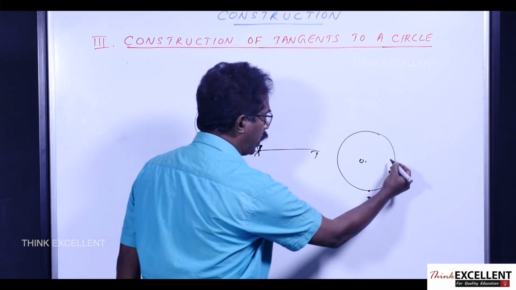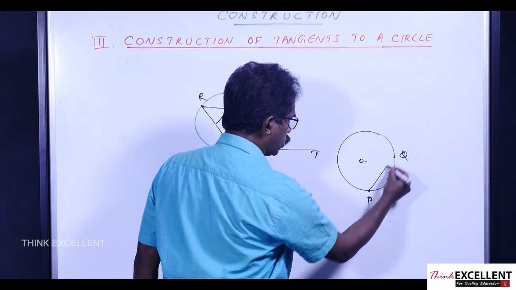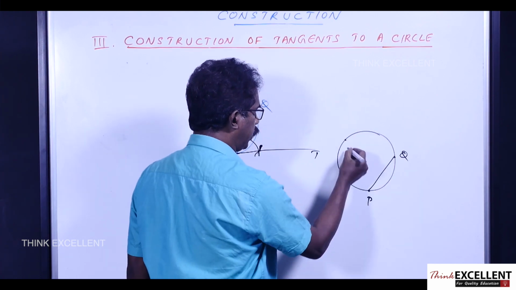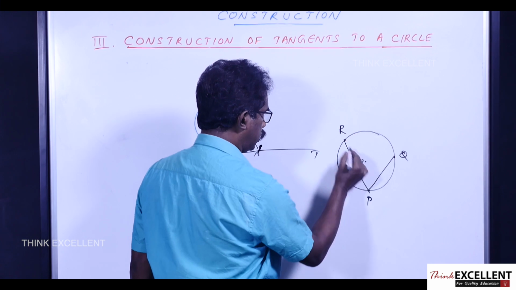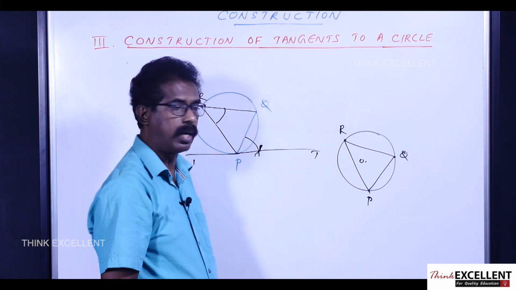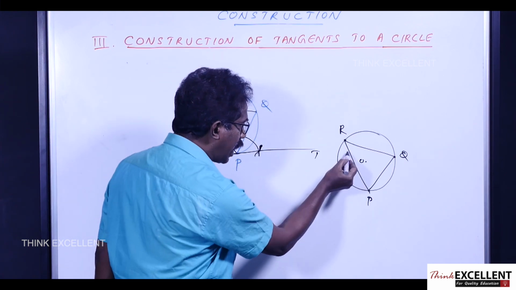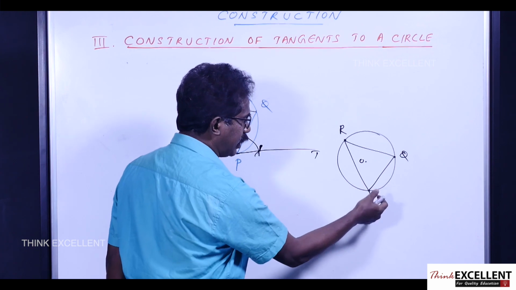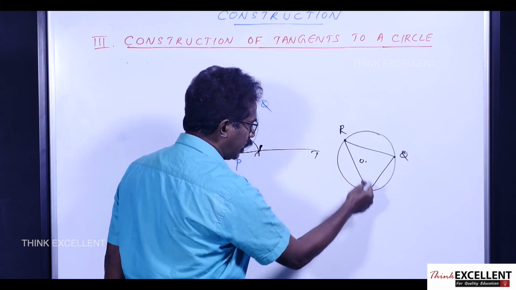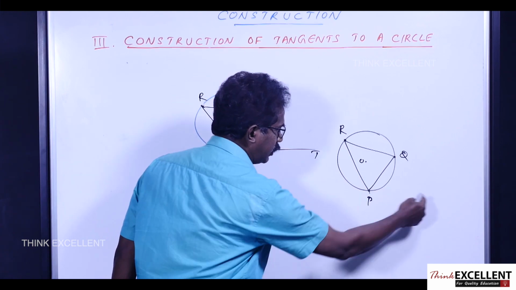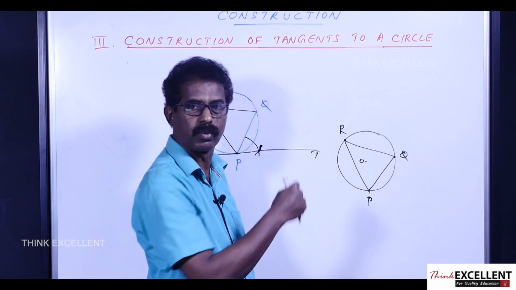Now take another point Q here. PQ is a chord, and here you take a point R. Join this. Now I want to make this angle here, because the alternate segment theorem says this angle and this angle are equal, which means this is the tangent, right? This is the tangent, only then the two angles are equal.